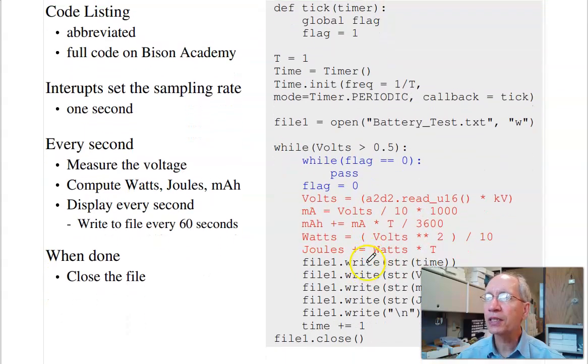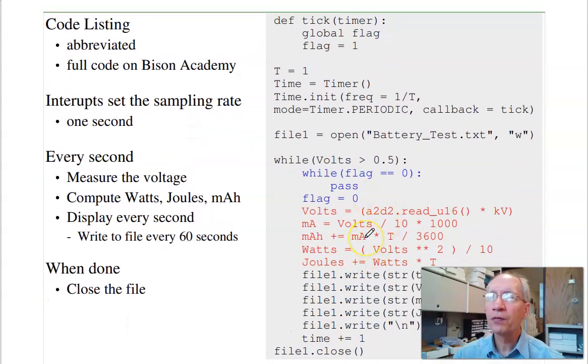In terms of the code listing, it's an abbreviated code listing. The full code is on Bison Academy. I am going to use a timer interrupt to set the sampling rate to 1 second. I will keep running the experiment as long as the voltage is above 0.5. I'm going to call it discharged when it drops below that.